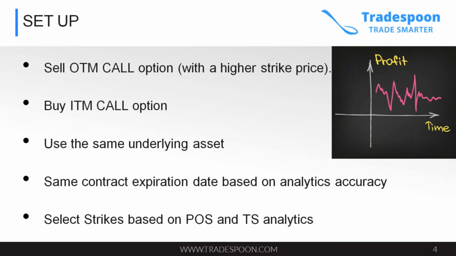So let's talk about the setup. You sell an out of the money call option with the higher strike price, and you buy an in the money call option with the lower strike price. Use the same underlying asset and the same contract expiration date based on analytical accuracy, and select strike prices based on probability of success and TradeSpoon analytics.